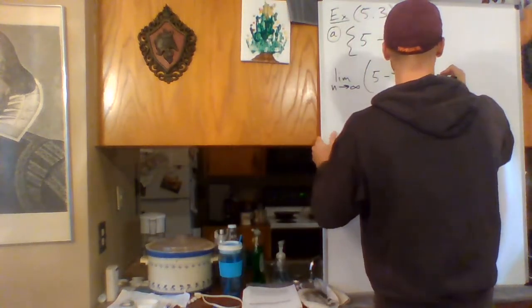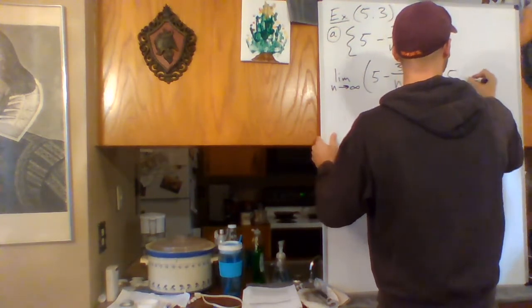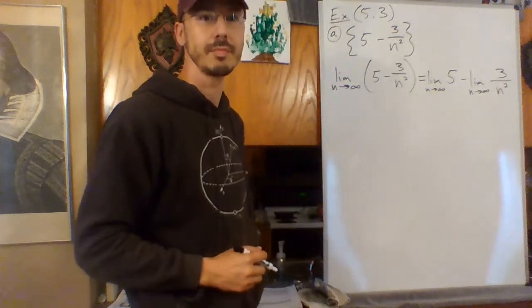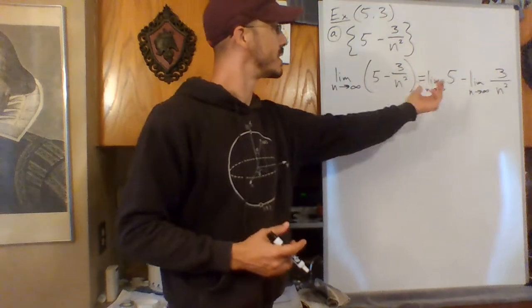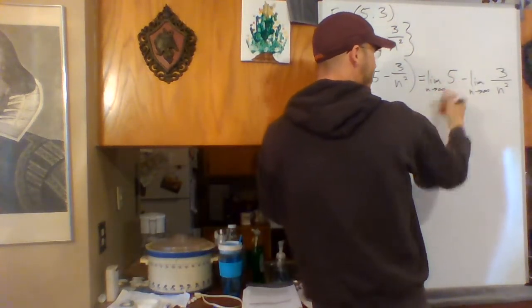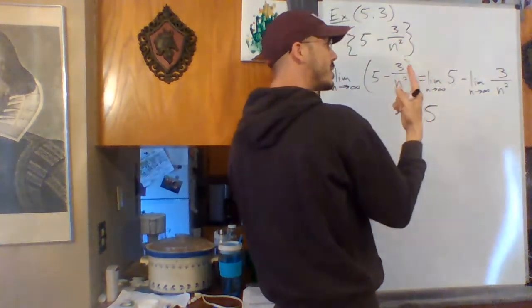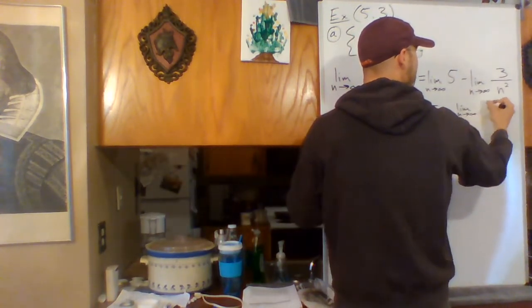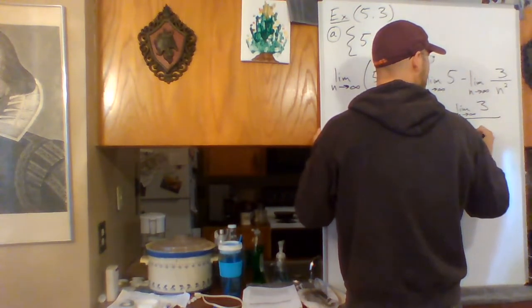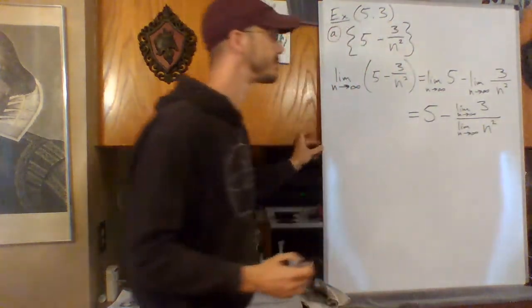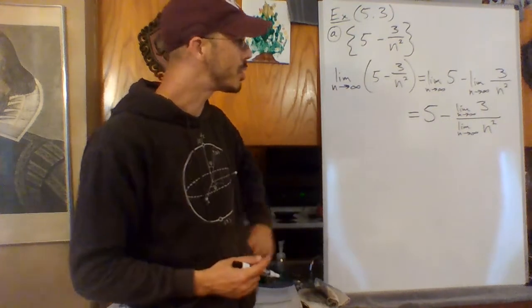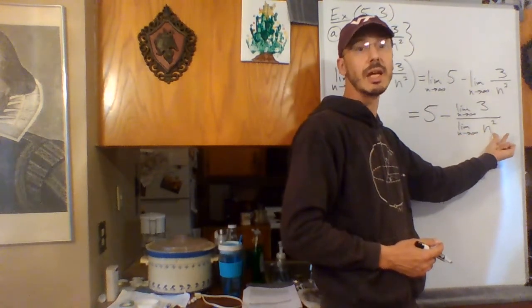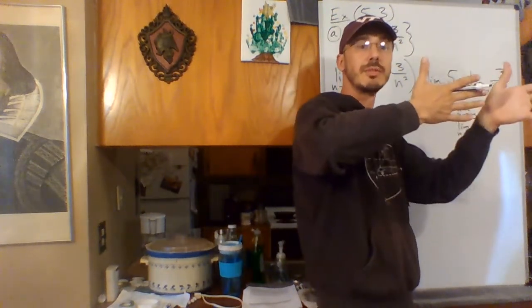But I'm going to look at it like this. This is the limit as n goes to infinity of 5 minus the limit as n goes to infinity of 3 over n squared. I split the limit of the difference into the difference of two limits. Now, the limit of 5 is 5. That's a constant sequence. That was the first algebraic limit law that we saw. This one, we can look at it as the limit as n goes to infinity of 3 over the limit as n goes to infinity of n squared. Now you could look further at this limit as n goes to infinity of n squared, as that's n times n. The limit as n goes to infinity of n times the limit as n goes to infinity of n.